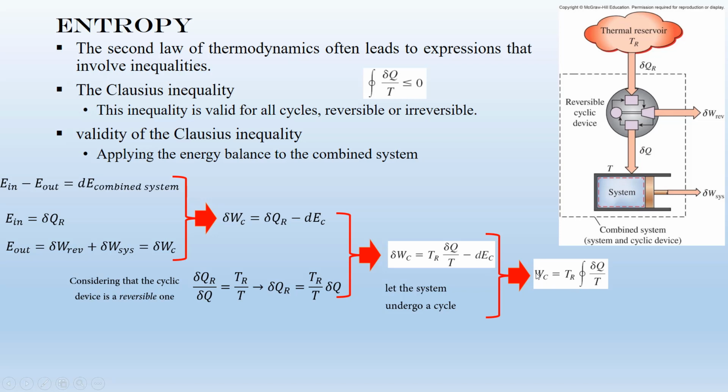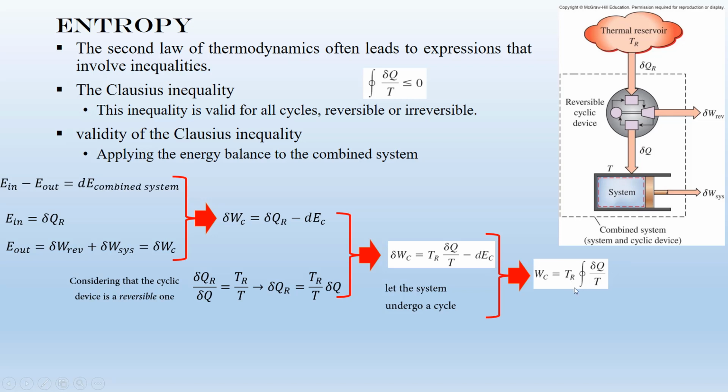It's impossible to produce W net for a system that is just exchanging heat with one reservoir. You just remember this explanation from chapter 6. So what happened? This term must be negative. If this term is negative, the right side must be negative. Let's look at the right side.